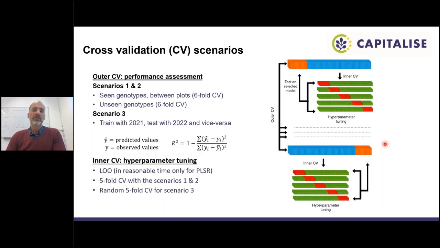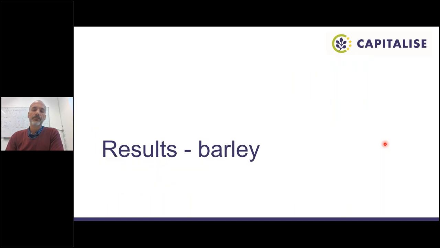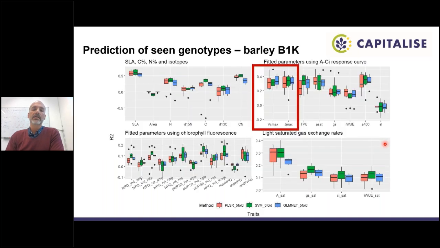So with data explained and methodology explained, I move on to presenting the results. I will start off the presentation of results by focusing on barley data. And I want to remind you that in the case of barley, we only had measurements from a single season. So as a result, for barley, we can only treat the scenario 1 and scenario 2. In scenario 1, we are predicting seen genotypes because we are using values of one genotype in one plot to predict the values of that genotype in another plot on the same field.